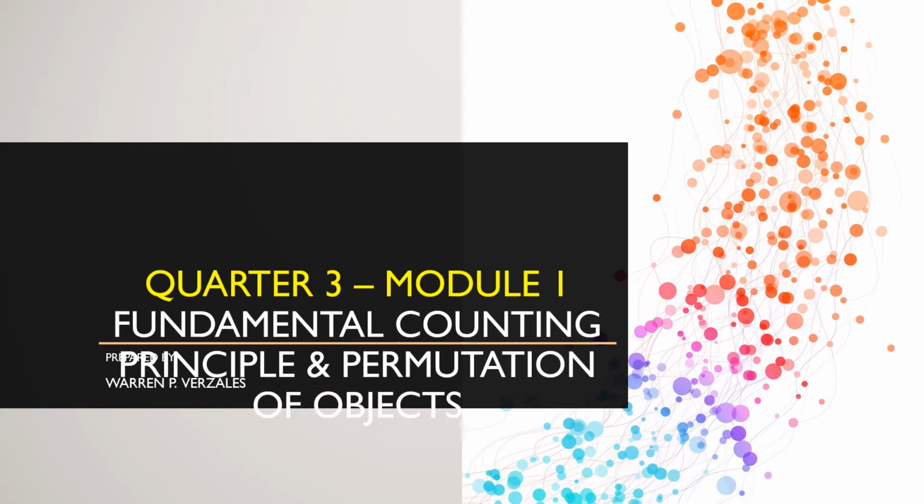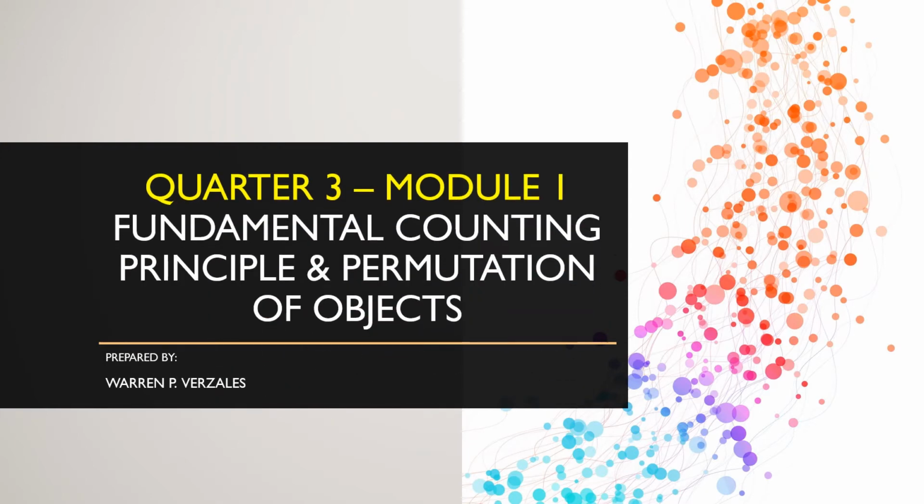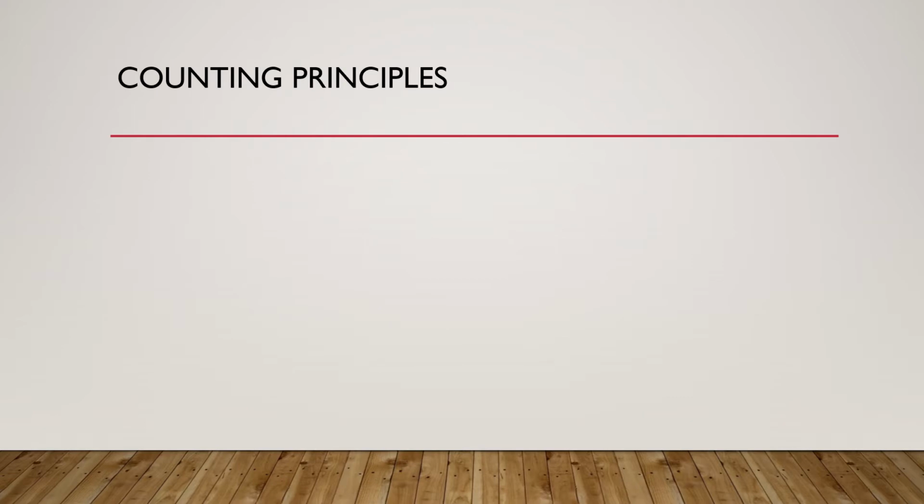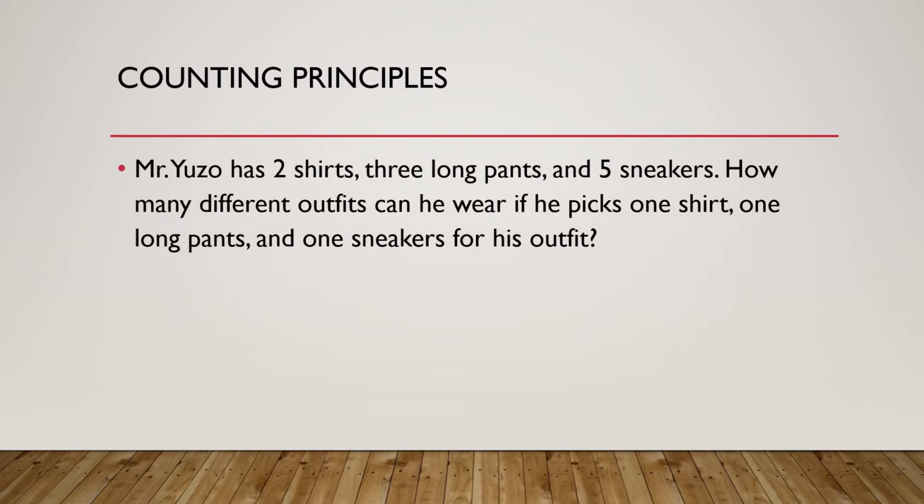Today's discussion is all about Quarter 3, Module 1, entitled The Fundamental Counting Principle and Permutation of Objects. First, we are going to discuss the counting principle. So how are we going to make use of this principle? First, I have an example.